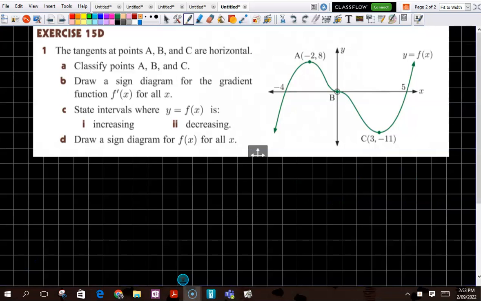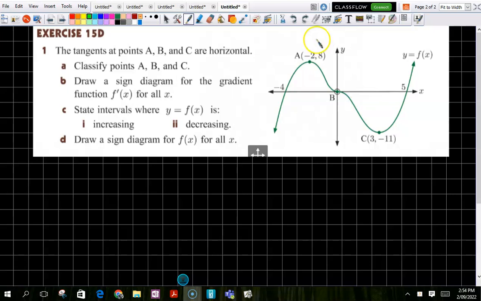Tom, Lorenz. The tangents at points A, B and C are horizontal. And we go, yeah, fair enough. We probably knew that one. Maybe not C, but do you remember part of your investigation that you did with the polynomials? This is when we've got a bit of a kink. And yeah, these are all stationary points.